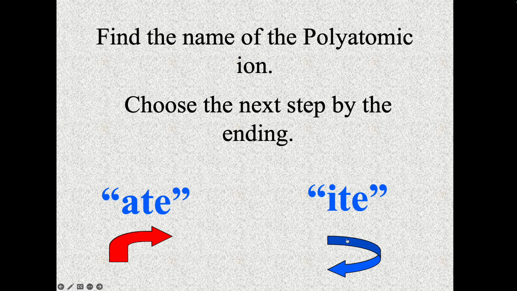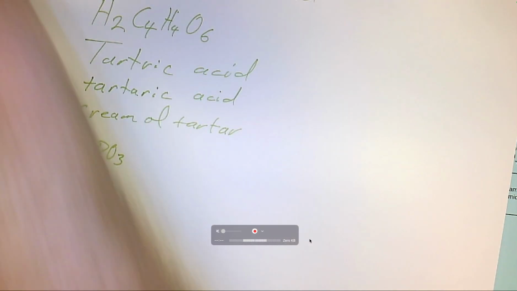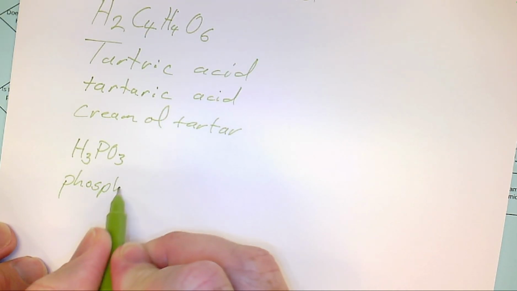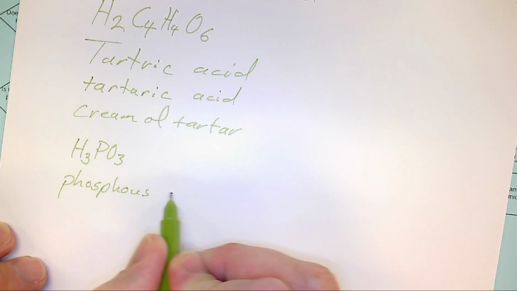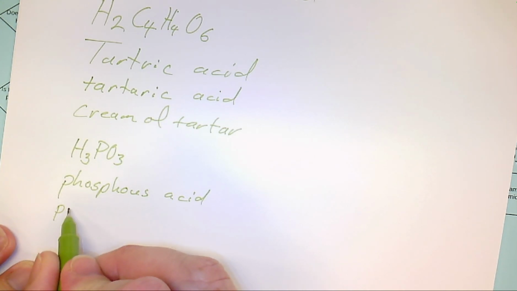So we choose our ending. Now this one's kind of hard because the little arrow is kind of skinny. So again, no hydro. We are not going to write hydro on this one. We're going to change the ite to ous. In this case, phosphite. Now, if we go straight by the rule, it's phosphous acid. However, with the elements like phosphor and sulfur, they think it's better to put that back in there.